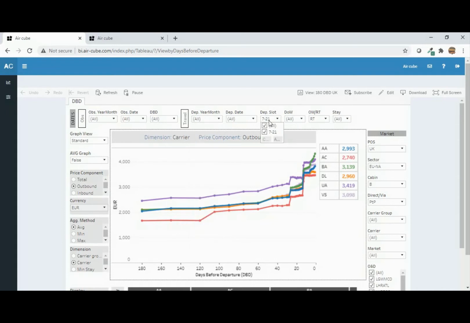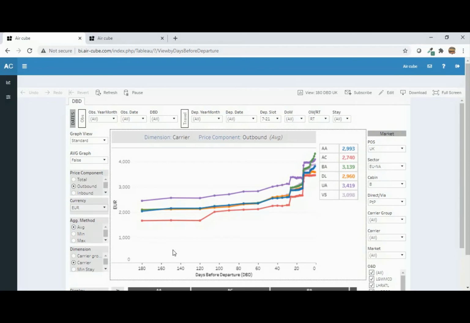You have the ability in this dashboard to look at different departure slots. So here we've got the departure slot 7 a.m. to 9 p.m., but that's up to you to define and select these departure slots in order to do specific analysis on these time slots. You can also select specific days of the week. So if you only want to compare Mondays to Mondays, you have the ability to do that. You can select either round trip or one-way data. And when looking at round trip data, you can select different stay durations. So here for business travel, we've got 1, 2, 3, and 7 days stay.